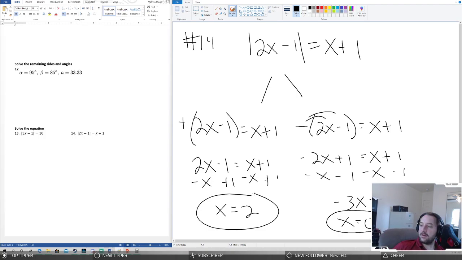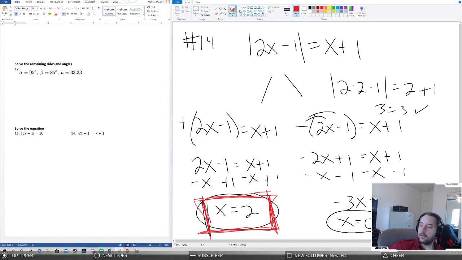So plugging them back in, if I plug in 2, I get the absolute value of 2 times 2 minus 1 equals 2 plus 1. So 4 minus 1 is 3. Absolute value of 3 is 3. 3 equals 3. Check. So this is a confirmed solution.